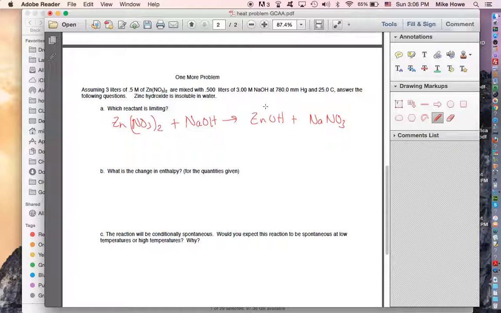And then you got to go back and check your charges and formulas and everything. So zinc is +2 and hydroxide is -1. So you'd have to have parentheses and a 2. That's 1, that's 1. So that's even. Put a 2 here to balance, put a 2 here to balance, and there you have it.